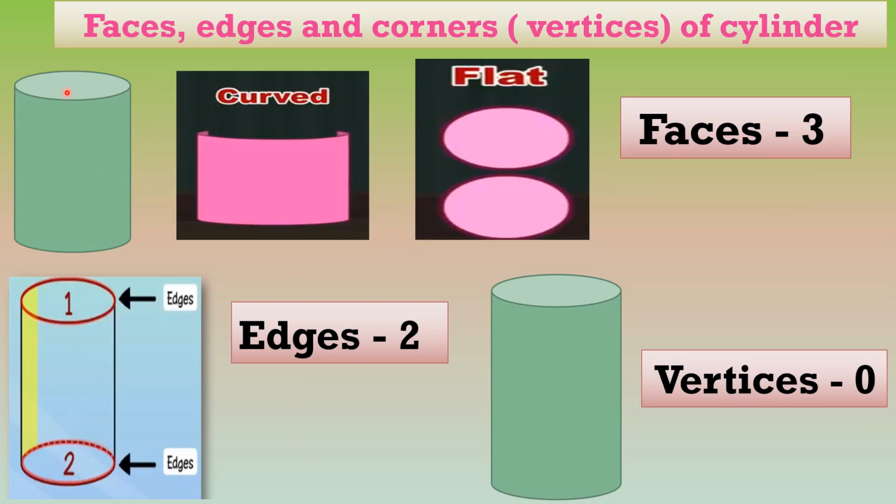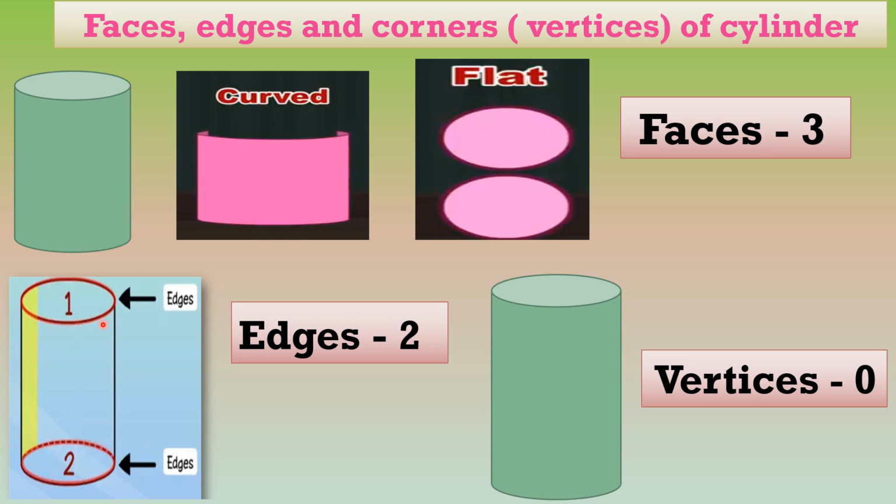This solid shape is called cylinder. Can you give some examples of cylinder? Pen, drum, water bottle. Now let us find out faces, edges and corners of cylinder. Now let us count the faces of cylinder. It has one curved face and two circular flat faces. So, cylinder has three faces, one curved face and two flat circular faces.